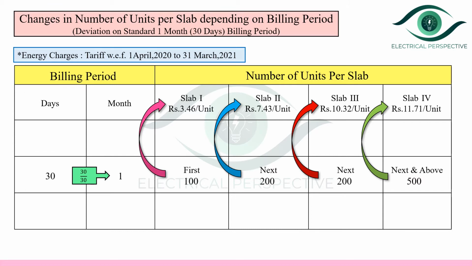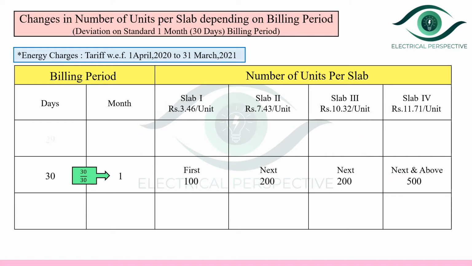Now let us see if the billing period is 29 days, that is 29 by 30. So it is a 0.97 month billing period. Then instead of 100, only the first 97 units will be considered under slab 1 and will be charged accordingly.